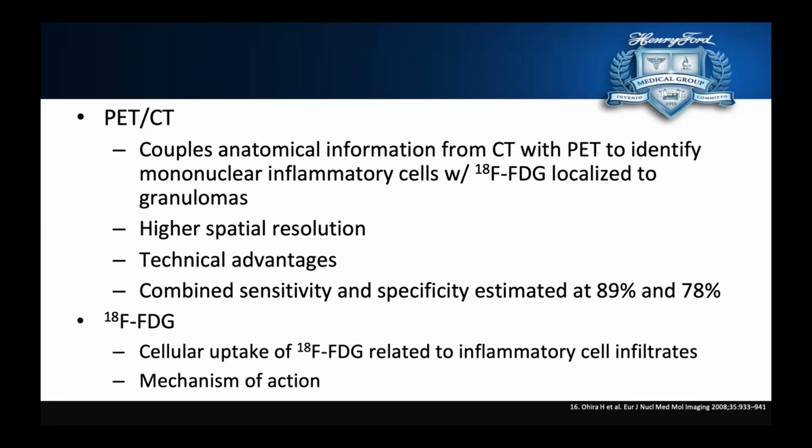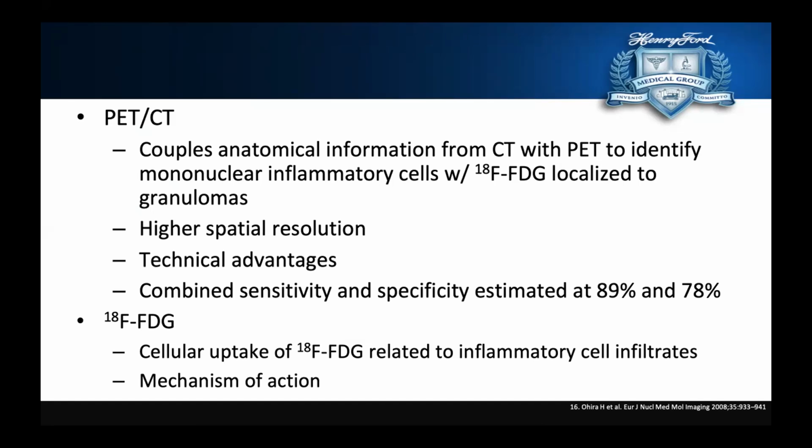Now, the images produced by PET-CT have a higher spatial resolution compared with other nuclear imaging modalities. This also has the technical advantages of lower radiation exposure, a built-in attenuation correction, and you can localize anatomically. And here, the combined sensitivity and specificity is estimated at up to 89 and 78%. And this can be used to monitor disease activity or for follow-up.